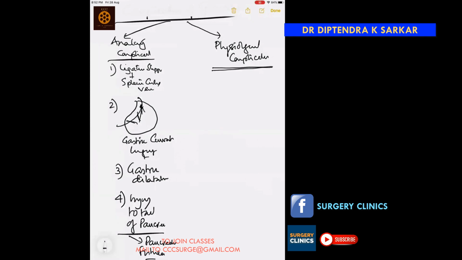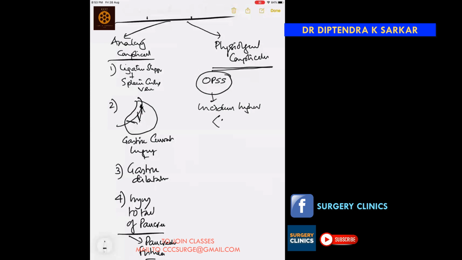They used to call it OPSI, overwhelming post-splenectomy infection. Now they call it OPSS. From the exam point of view, this is the most spoken complication, but believe me, it is an extremely rare complication.